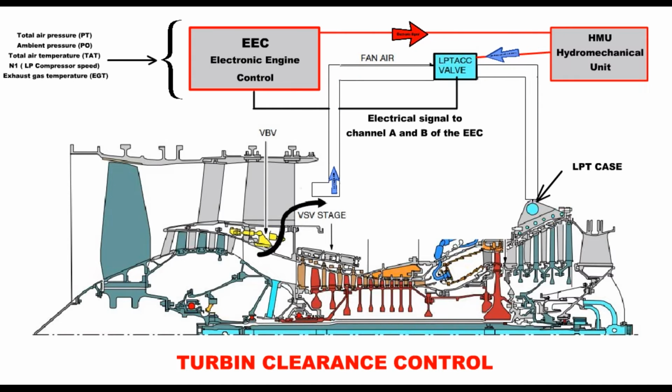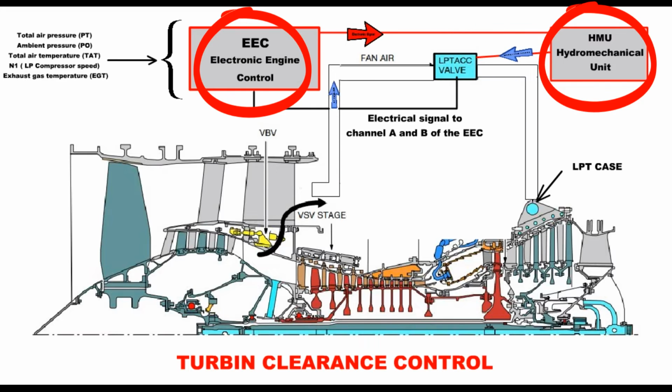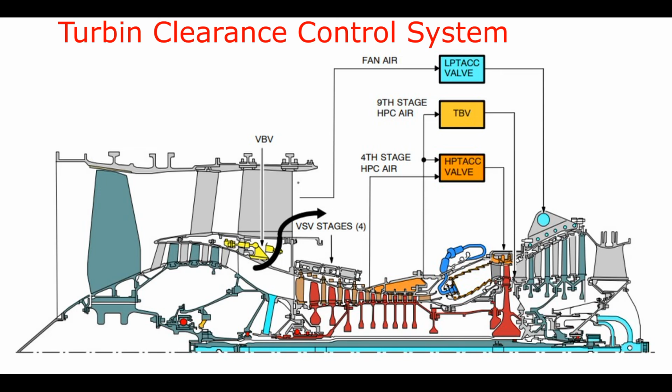The EEC uses the following data to control the position of the low-pressure turbine butterfly valve: total air pressure, ambient pressure, total air temperature, N1 compressor speed, exhaust gas temperature. The system valve is controlled by the EEC and HMU as in the operation of the other system. Butterfly valve position information is constantly sent from the valve to channel A and channel B of the EEC. Correct and reliable operation of the system depends on the EEC receiving correct information.